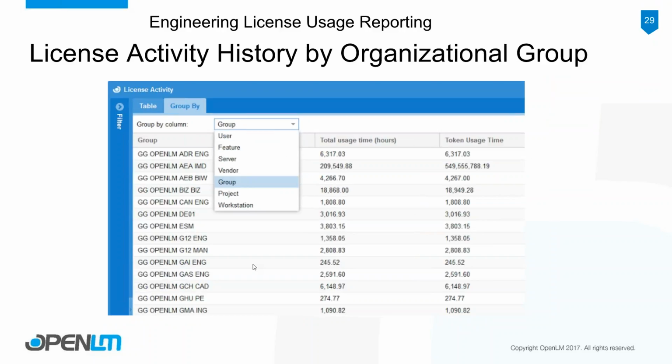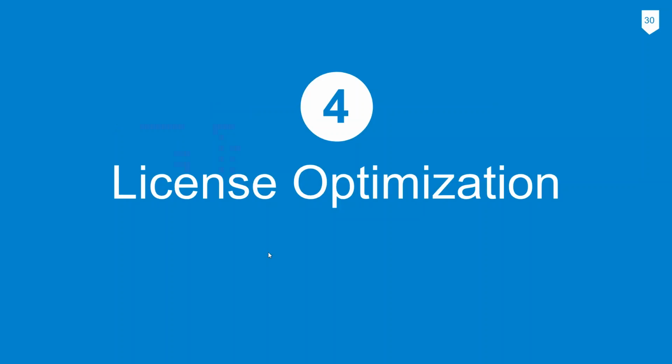And this is the same report, but for organizational groups. This can be department, team, or any custom defined group that you're interested in seeing the usage. We've now covered license inventory, real-time monitoring, and usage reporting. And all these give us information that will help us optimize our licenses to get the most out of the fewest licenses possible. But there's actually more.